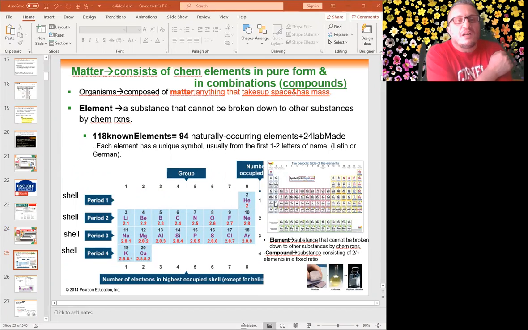So organisms are composed of matter, which takes up space and has mass. There are 118 plus known elements, but 94 of them are naturally occurring. 24 of them are lab-made. Each has a unique symbol, basically one or two letters of their name from Latin or German. So the number of electrons in the highest occupied shells: you can see here they are arranged in the different shells and groups, starting from 1A all the way to group 8.